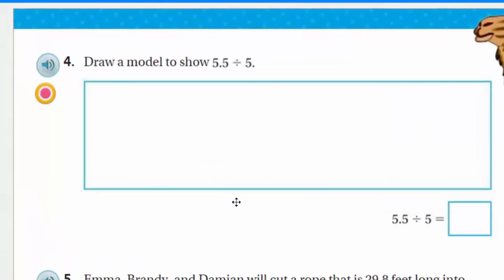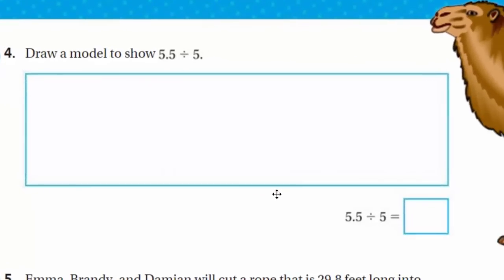Draw a model to show 5.5 divided by 5. Is it just me, or are they really going crazy for the fives there? All right. Well, if we have to have a model, we need a model to show 5.5. That's our dividend. And our divisor is going to be 5. So how are we going to set this up? We need to be able to show 5.5. And that's actually half of one whole.